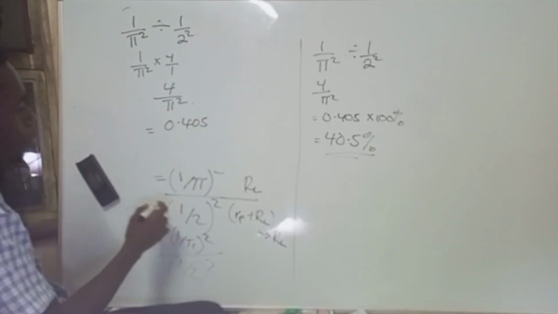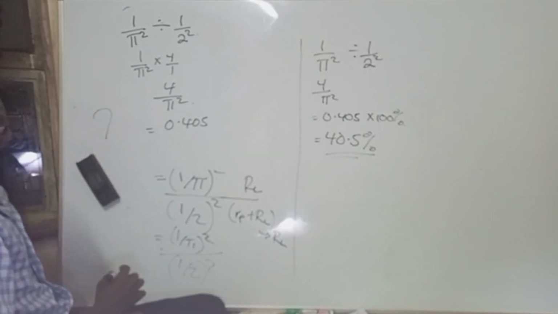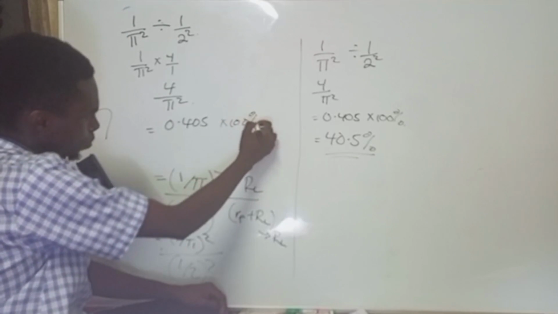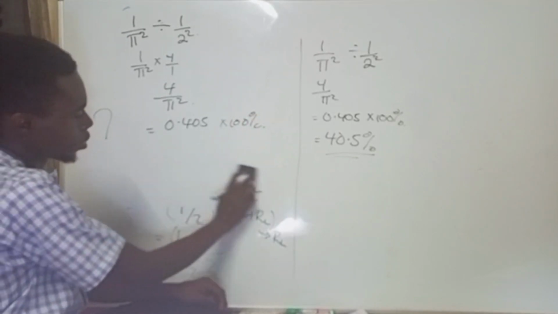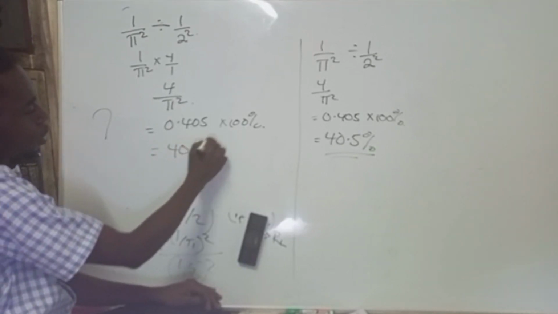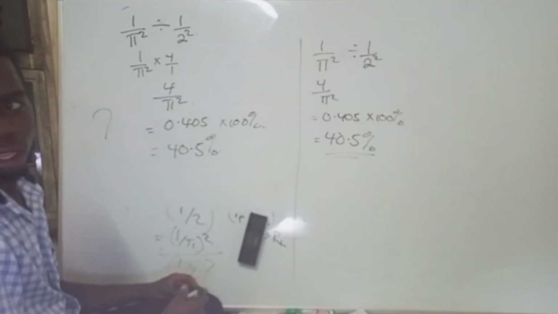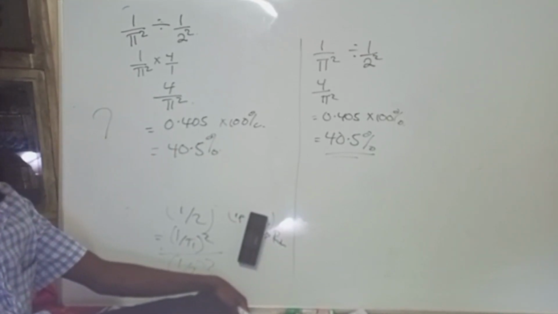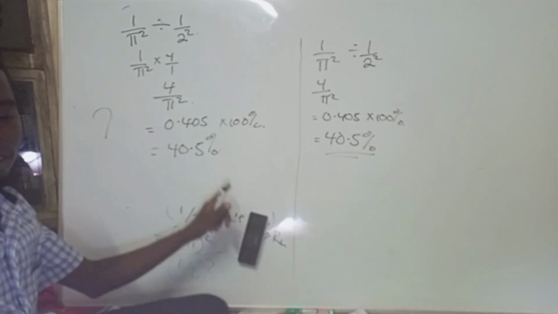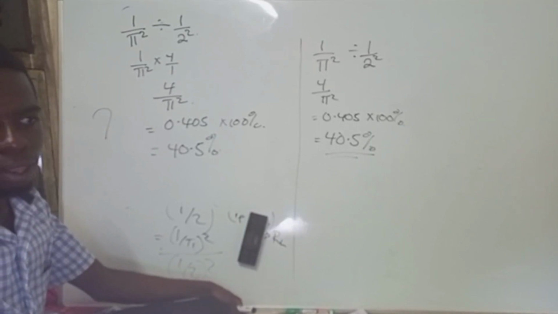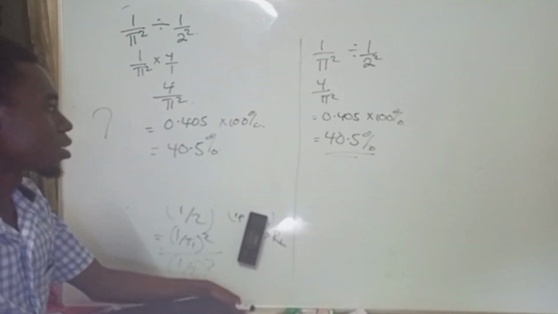0.405. But remember, what we are calculating for is efficiency, so we always multiply it by 100%. Therefore, after multiplying it, we shall get 40.5%. So this gives us what we call the total efficiency of this system. No matter what we do, the efficiency of this system will never exceed 40.5%.